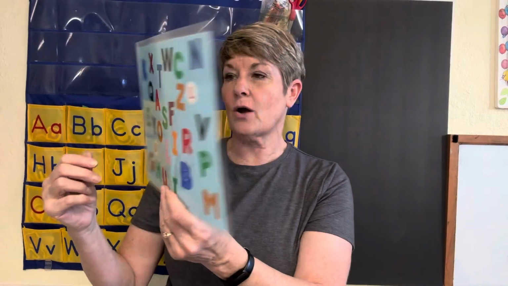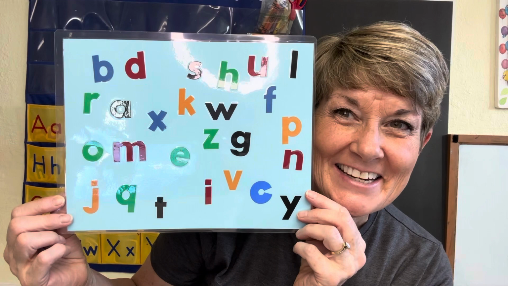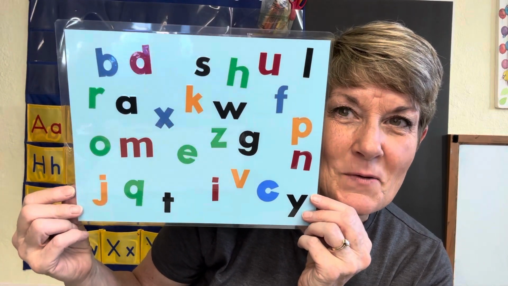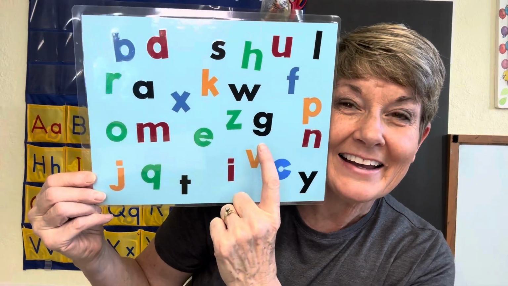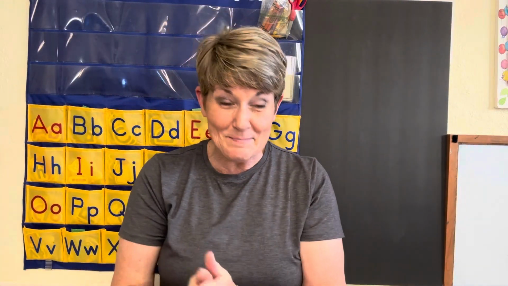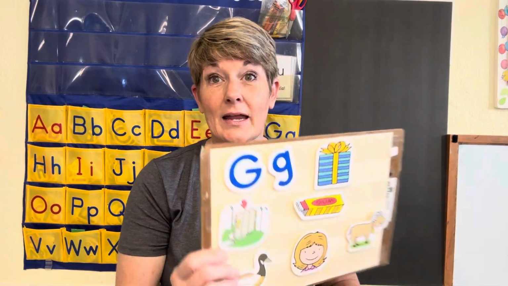All right, let's try a lowercase g. Can you find a lowercase g? Look very carefully. All right, what color is it? It's black. Right there. Good job. Good finding. You're really, really good at this. I think that's amazing.